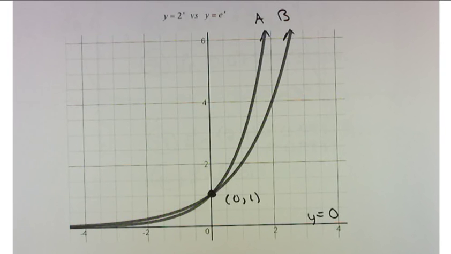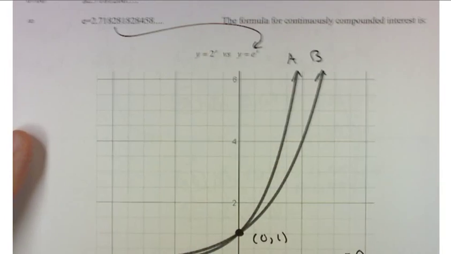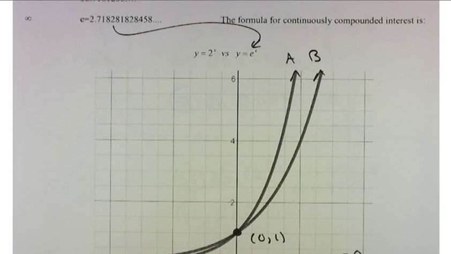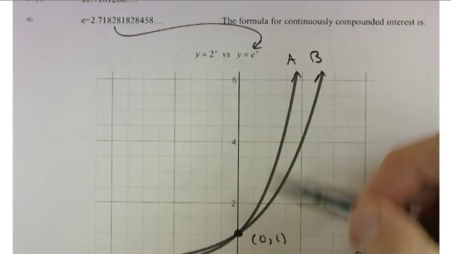A is 2 to the x and B is the other one, e to the x? Okay. Well, let's keep in mind one thing about e. E is about 2.718, so it's going to be a bigger number. When you raise a bigger number to the same power, you're going to get a bigger number.